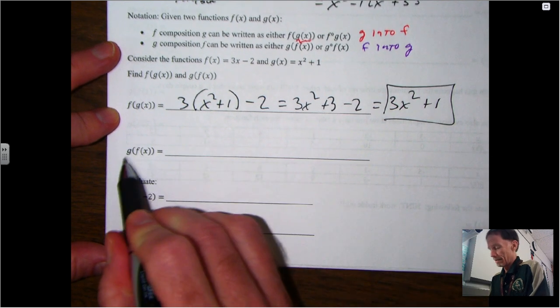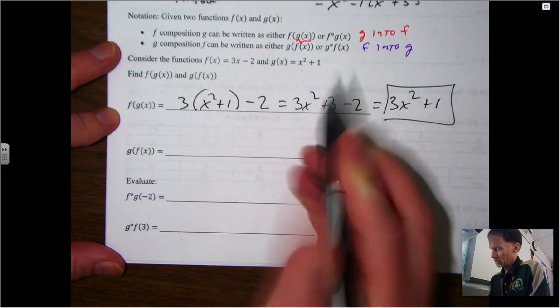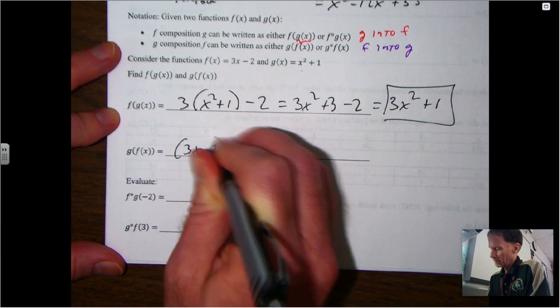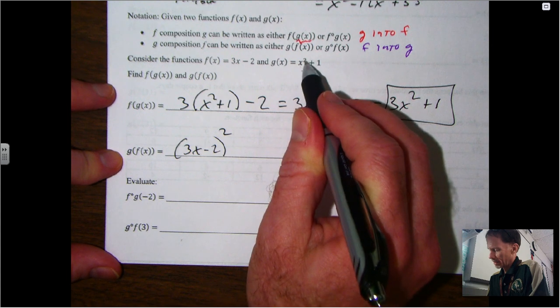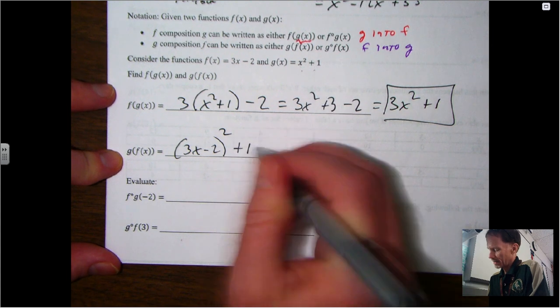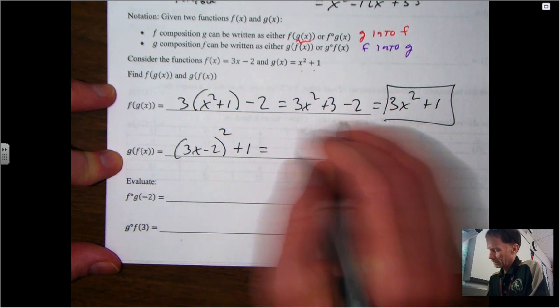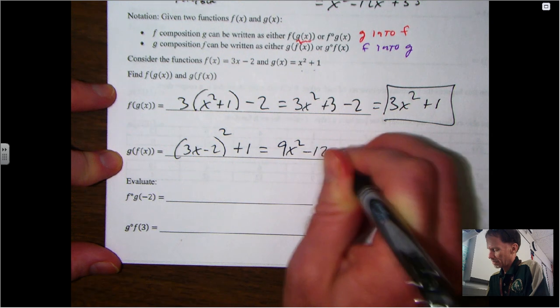And then for the g at f of x, now we're taking f and plugging it into g. So now we've got taking the whole function f, 3x minus 2, squared, because again, that x is squared in this case, and then we got the plus 1 on the outside. And again, now we just clean it up. FOIL or box method here, 9x squared minus 12x plus 4.